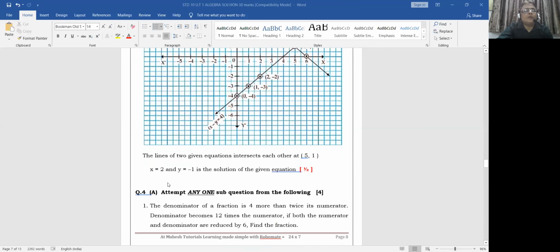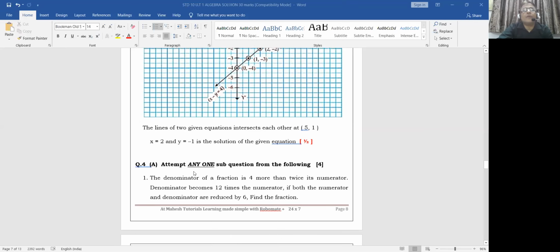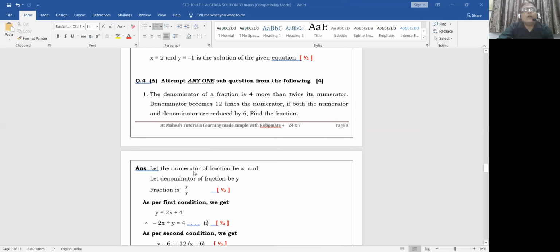In the board exam, we need to write the lines of 2 given equations intersect at 5, 1. Therefore, the solution is 5, 1. Here it's a mistake. It is 5, 1 students. So solution is 5, 1. Got it? Half mark for this. If you have not written this point of intersection, well and fine. If you have directly written the solution is x equal to 5 and y is equal to 1, absolutely correct.